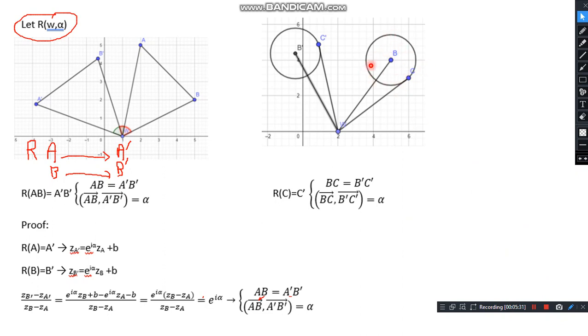And we check that in GeoGebra: the rotation of a circle is another circle with the same radius, but the center b prime is the image of b by the rotation w alpha.